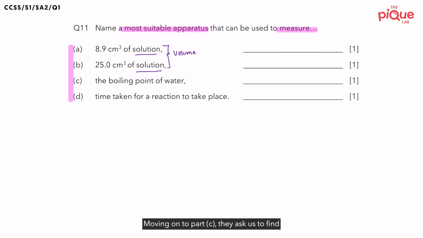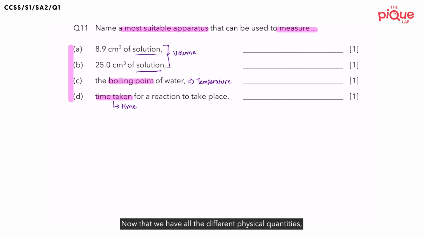Moving on to part C, they ask us to find the most suitable apparatus used to measure the boiling point of water. So what physical quantity is this? They are measuring the temperature. Moving on to part D, they want us to find an apparatus used to measure the time taken for a reaction to take place. So the physical quantity here is simply just time.